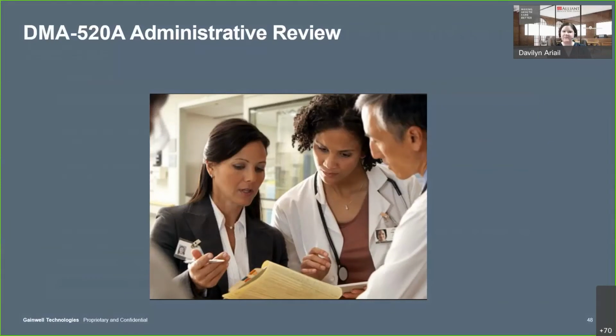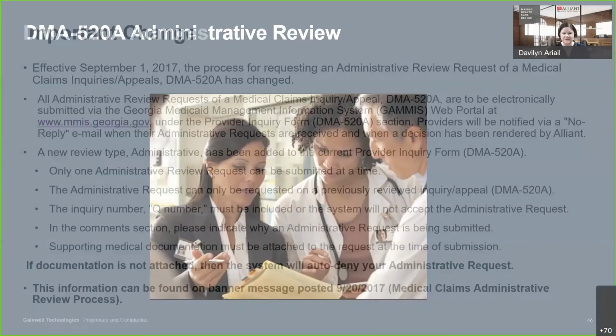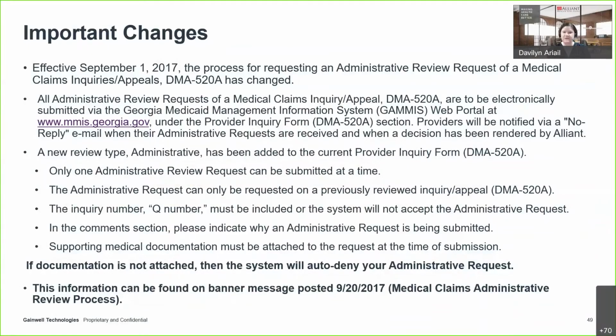All right, the DMA 520A administrative review process. Administrative reviews are to be electronically requested. The process is the same as the DMA 520A appeals. The only difference is the requested review type selected should be administrative, and the queue number being appealed needs to be included in addition to a valid ICN.